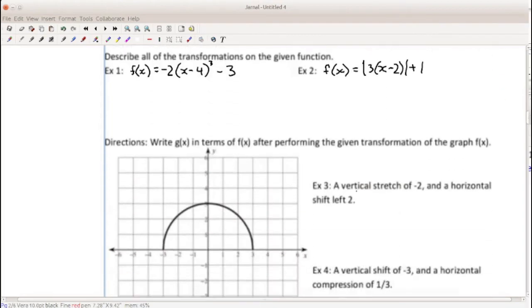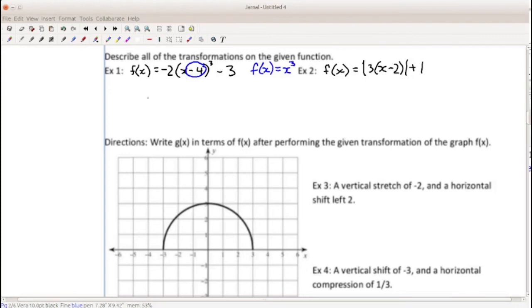Okay, what else can we do with these transformations? Well, given a function, we can describe all the transformations that have happened to the function. So looking at this function, I've got some multiplication going on, I've got some subtraction going on. So I'm going to actually just start with the subtraction because those are what we worked with yesterday. So I've got this -4 going on. It's inside my function, inside my cubic. Remember, this is your basic function of f of x equals x cubed.